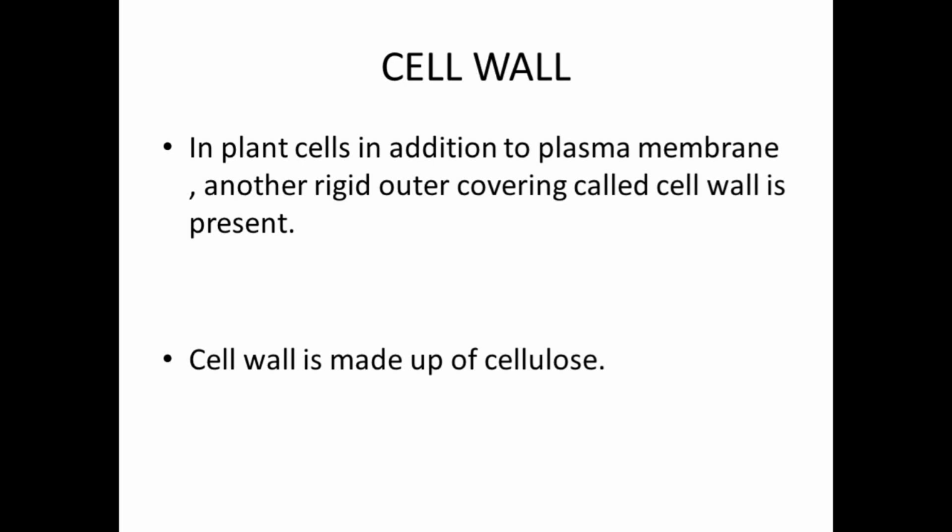The next important part of a cell is the cell wall. Once we finish with the plasma membrane, now we have to study the cell wall. Cell wall is the specialty of plant cells. It can be seen in the plant cells. Animal cells don't have a cell wall. In plant cells, in addition to plasma membrane, another rigid outer covering called the cell wall is present, and the cell wall is made up of cellulose.